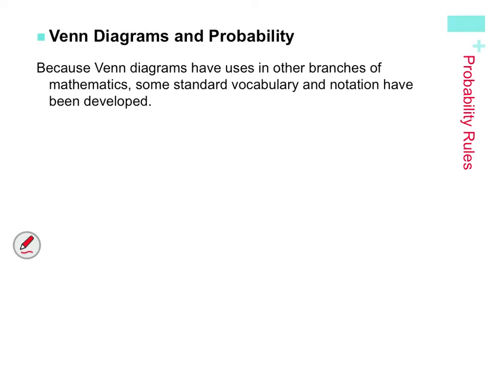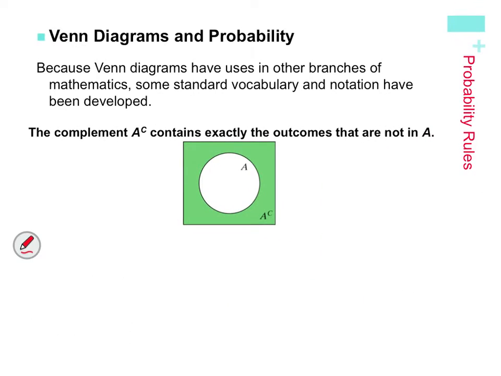So while we're looking at Venn diagrams, let's go ahead and talk about them. Venn diagrams are used in a lot of different things in mathematics and other worlds. Some standard vocabulary and notation have been developed, so we're going to talk about them. The complement contains exactly the outcomes that are not in A.